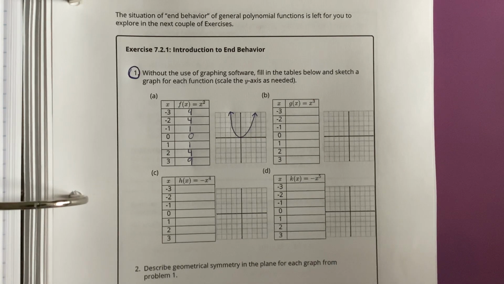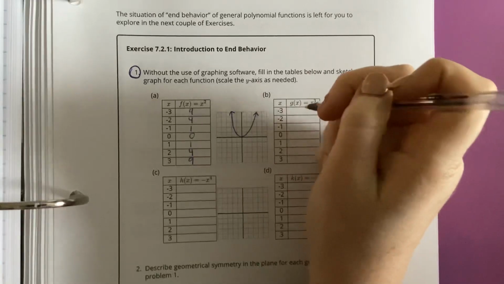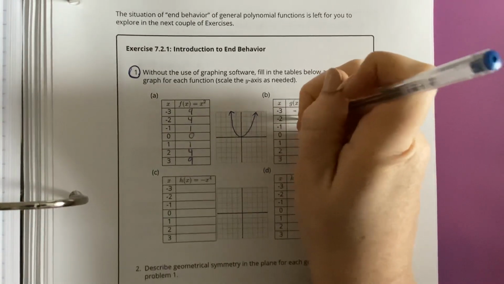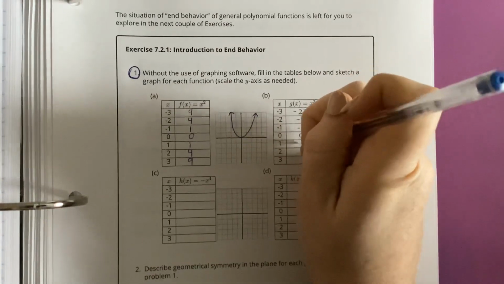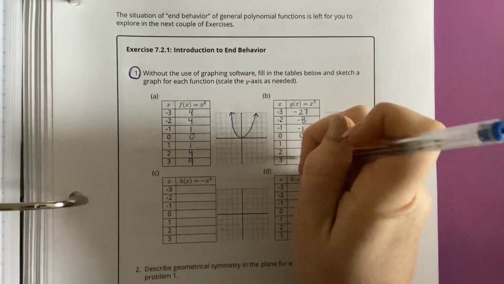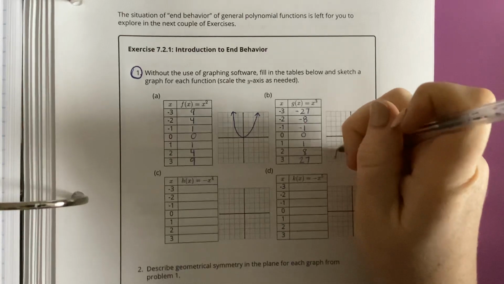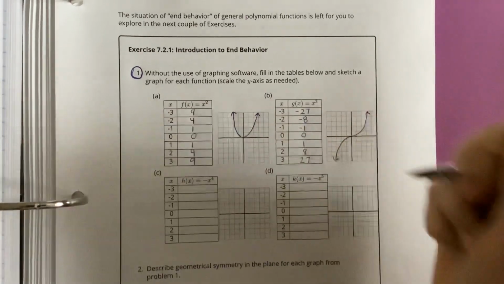Next one, when you graph x cubed, if you do negative 3 times negative 3 times negative 3, you should get negative 27. Then you get negative 8, negative 1, 0, 1, 8, 27. So when you plot that one, you get something that looks like this.